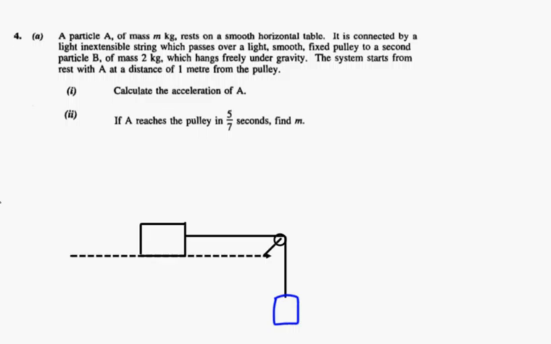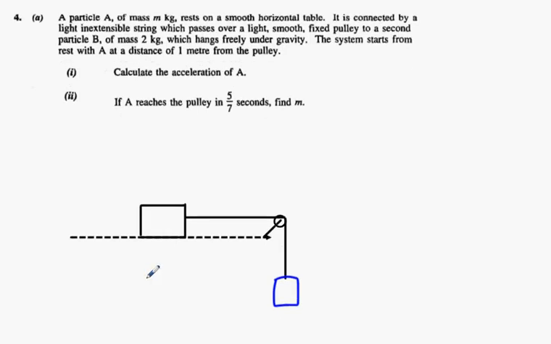So what we have is reaction force R, mg going down. We have tension in the string going upwards, 2g going downwards, and we have an acceleration a. Everybody right with that? Now, any friction? No friction. Okay, so calculate the acceleration of A.